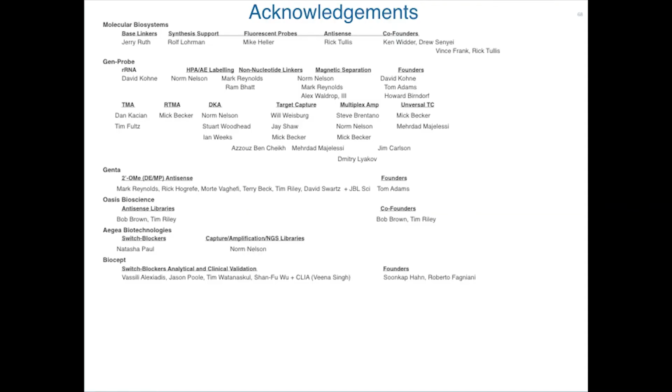At GenProbe, for me, company number 2, Dave Cohn, the guy that came up with the ribosomal RNA target idea, was also a co-founder of the company together with Tom Adams and Howard Berndorf. And then contributing to the core technology that drove all of the initial GenProbe assays, Norm Nelson, Mark Reynolds, Ron Bott, and Alex Waldrop across various technologies. And then more advanced technologies as I joined GenProbe the 2nd time: Dan Kacian and Tim Fultz, TMA, Mick Becker on lots of different inventions here, including the RTMA and the reverse target capture, numerous others.